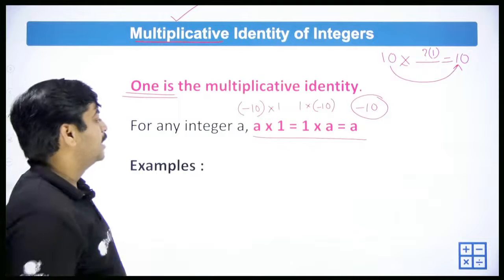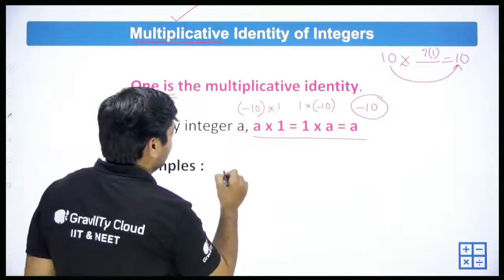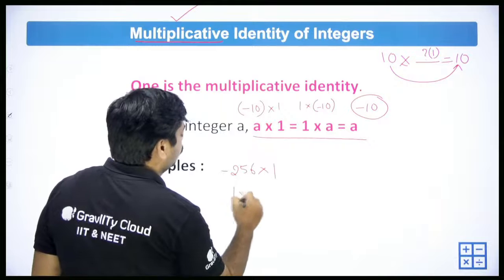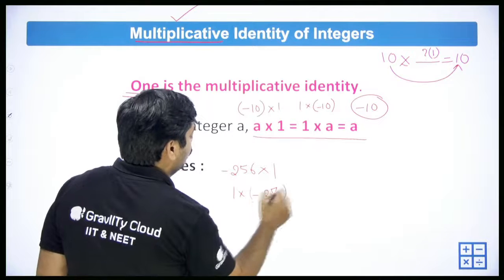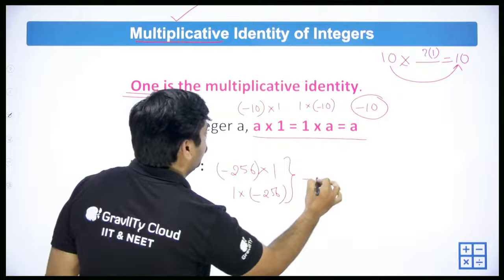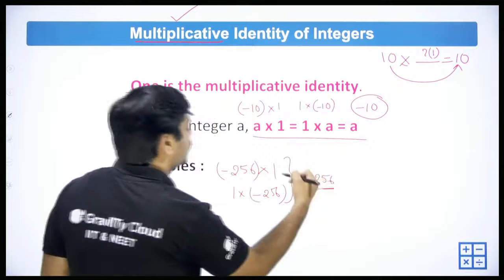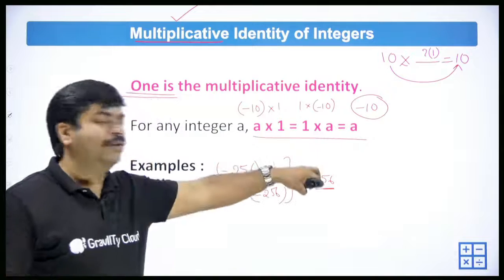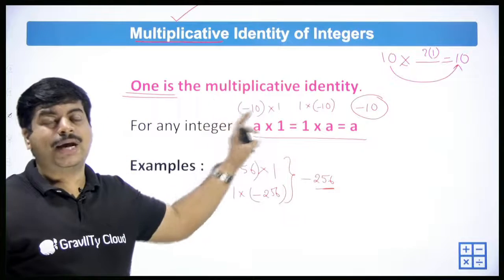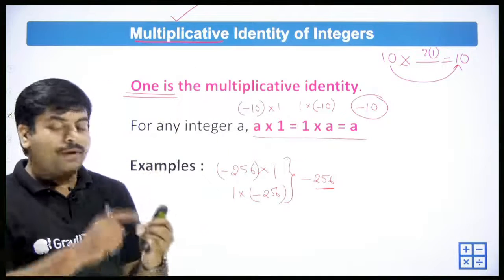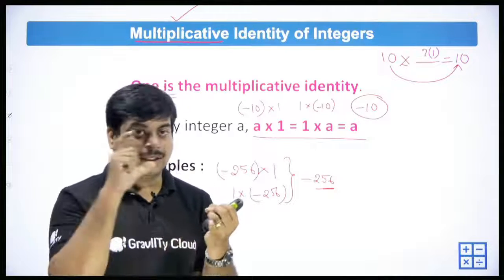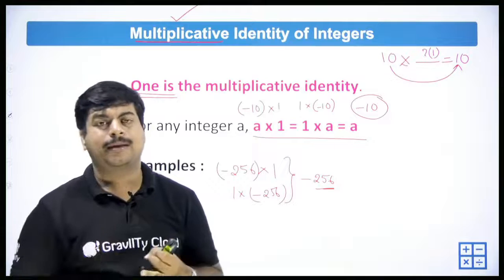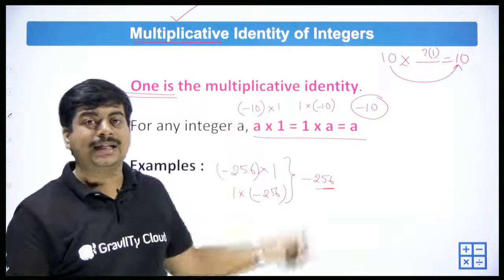Right? So for example, it's the same kind of example, we can take minus 256 into 1 or 1 into minus 256. Both will give you the same answer, minus 256. Same identity will reflect back. Multiplicative identity. We discussed additive identity, which is 0. Additive inverse, which for A is minus A. Multiplicative identity, which is 1.